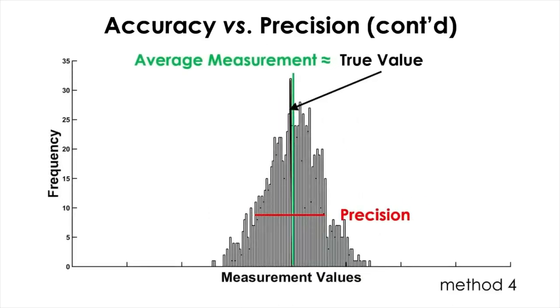And finally, the last method is precise as well as accurate compared to all three previous methods, as the location of the average is almost right on top of the true value that we're trying to estimate, and the spread of the distribution is also narrower than all the other methods. So, I hope you now understand the difference between the accuracy and precision of measurement. Now to the summary of the section.